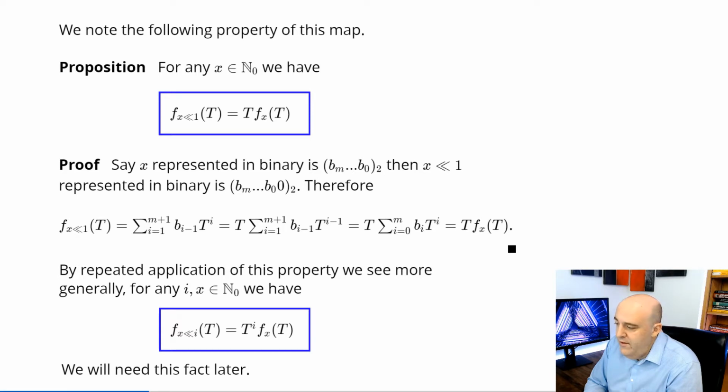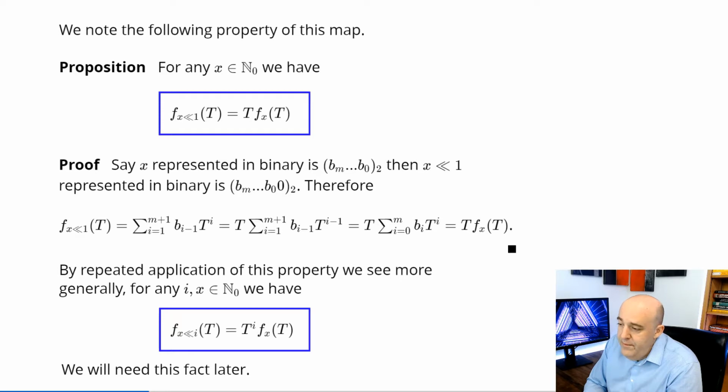We can easily prove that here. If x is represented by the binary digits bm through b0, then when you left shift it by 1, you just put a 0 on the far right side. And the associated polynomial through those coefficients is just that summation. You can ignore the i equals 0 term because the coefficient is 0. Then you factor a t out to the front, and the summation indices are the same, i minus 1 on both, and you just shift the indices down by 1. Then you get t times the sum from i equals 0 to m of bi t to the i, which is t times the associated polynomial fx(t).